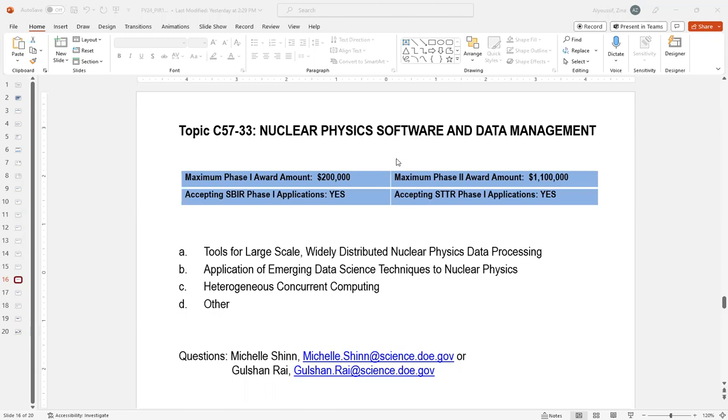So we make requests in the following subtopics. We have tools for large-scale, widely distributed nuclear physics data processing. So we're really looking there for effective movement of data. And that's the storage, retrieving large data sets at lower cost. Really on the moving. That's all being done on the DOE's ESnet. We're not interested in you trying to reproduce ESnet.